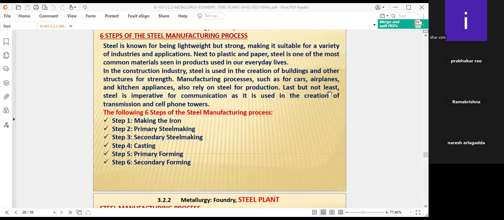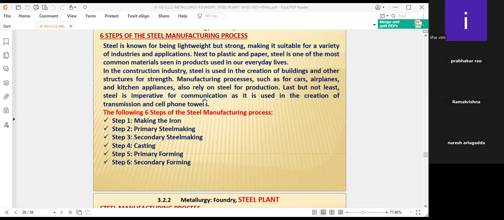Last but not least, steel is imperative. Imperative means important, or a compulsory item, used in our daily lives for communication, as it is used in the creation of transmission and cell phone towers. Not only in the construction industries, cars, airplanes, and kitchenware, but it is also important for communications, like wires for communication technology and telephone communications.